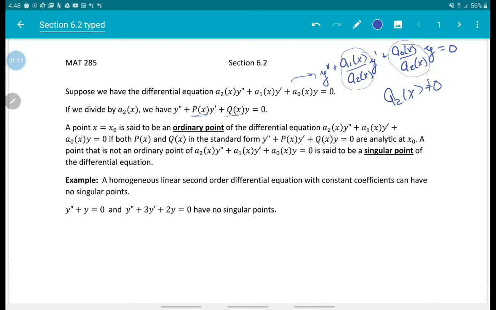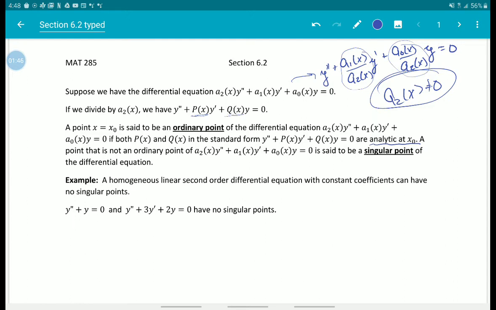So now let's talk about ordinary points and singular points. A point is ordinary if, when we look at that differential equation, p and q are not going to have any issues plugging that number in. Remember, we can't divide by 0. Another way of saying that is it's ordinary if we're analytic at that point. And analytic basically just means that we can find the derivative at that point.